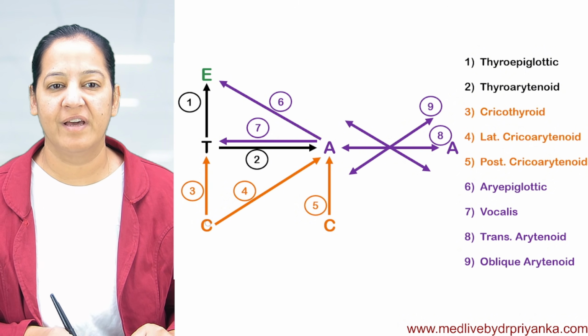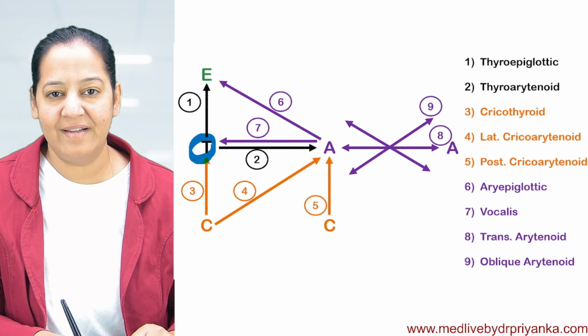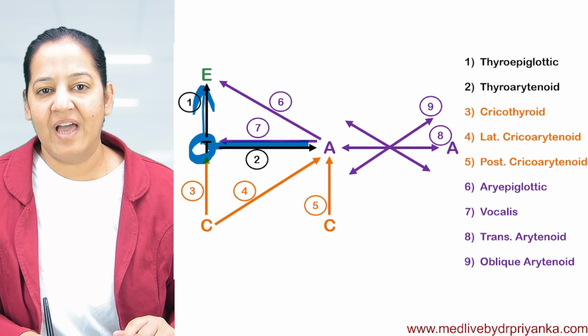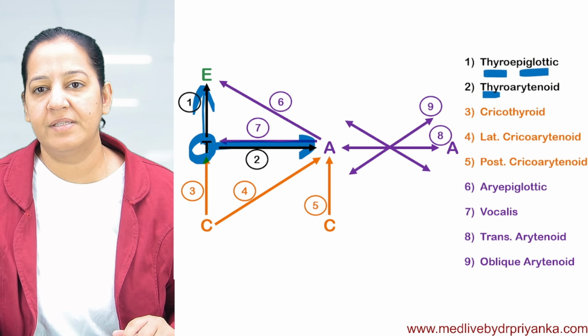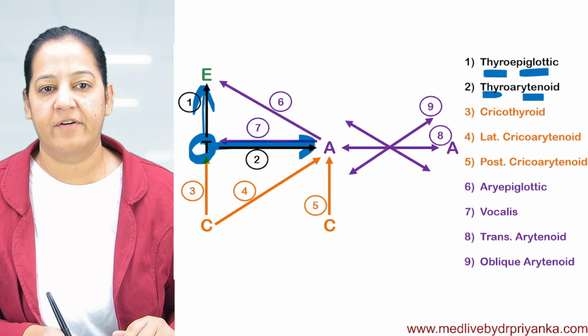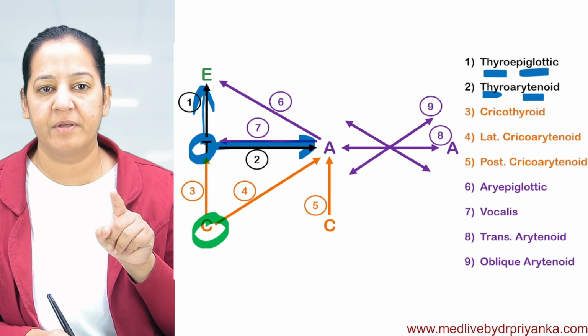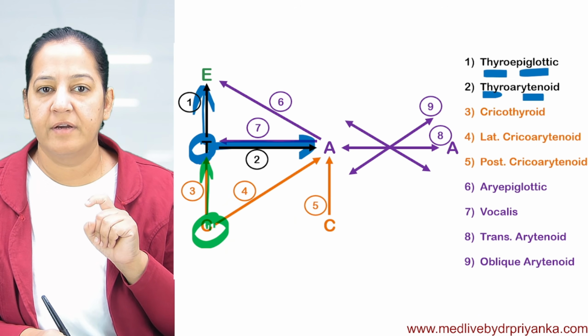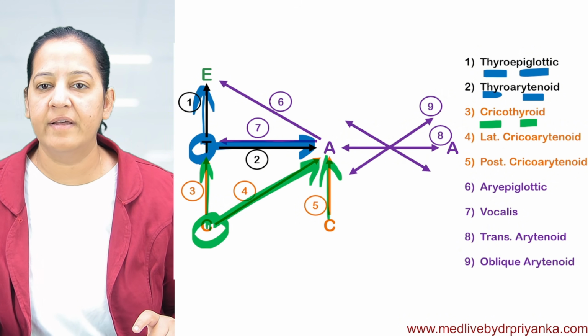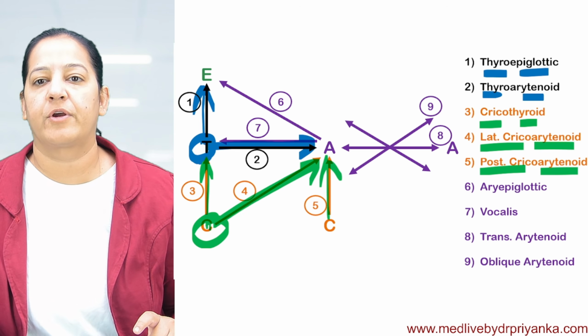Let me help you in the revision. Let's take the thyroid as a center. The 2 muscles arising from the thyroid are thyroepiglottic and thyroarytenoid. Now let's take cricoid as a center, and 3 muscles arise from the cricoid: cricothyroid, lateral cricoarytenoid, posterior cricoarytenoid.